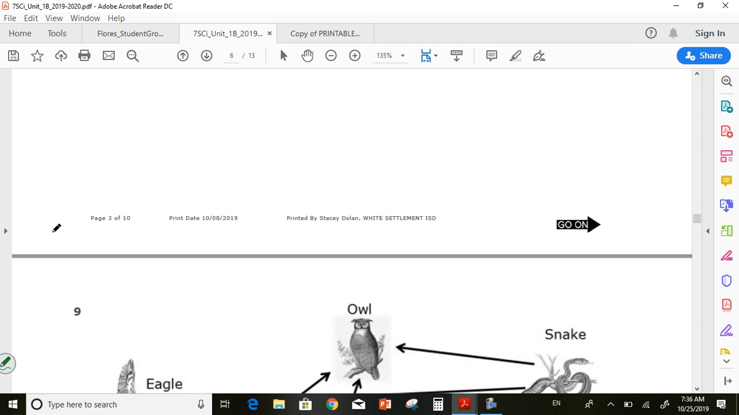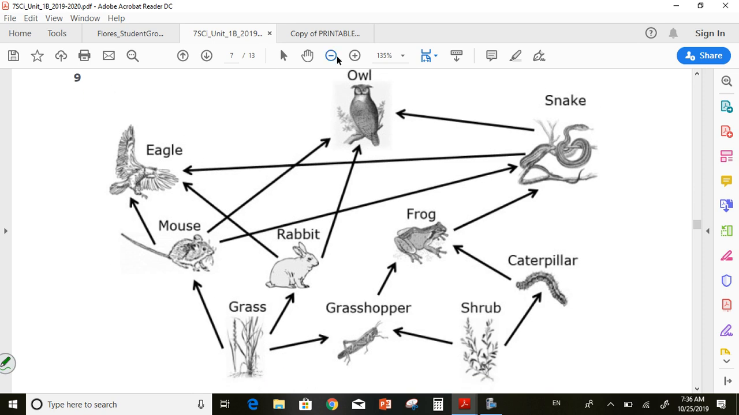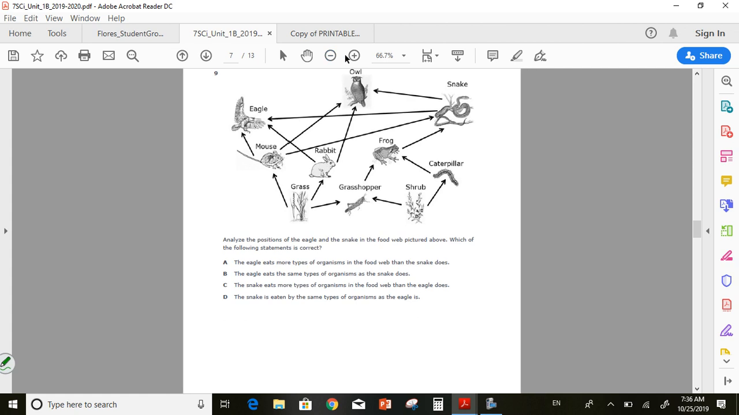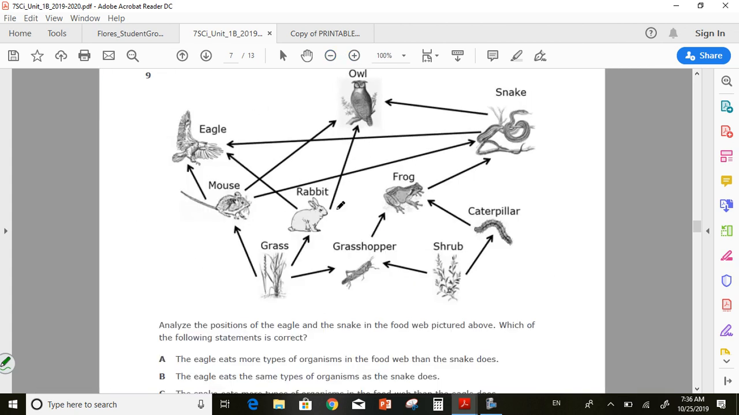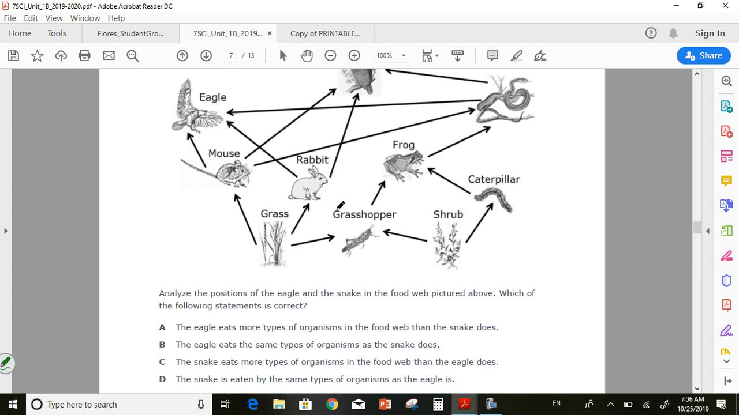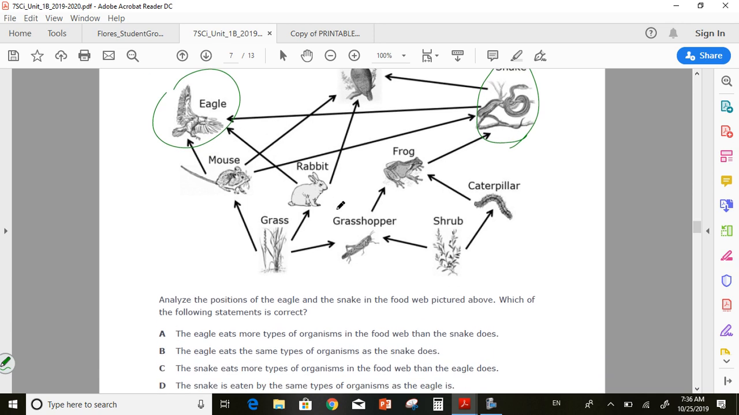Number 9. We have this wonderful picture. Zoom out. Analyze the positions of the eagle and the snake in the food web picture above. Okay, so we're looking for the eagle. We're looking for the snake. Okay. Which of the following statements is correct?